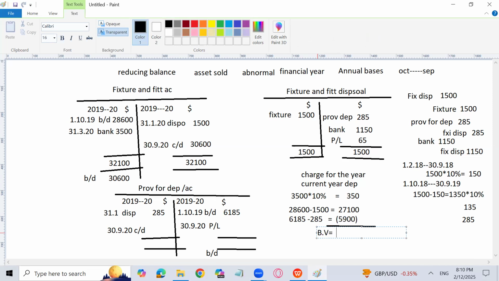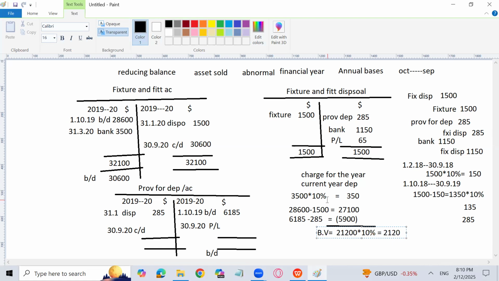That is going to be how much? 27,100 minus 5,900 will be having, yes. How much is the amount? That is 21,200. Yes. So 21,200. I will calculate depreciation at the rate of 10%. That is 2,120 plus 350.